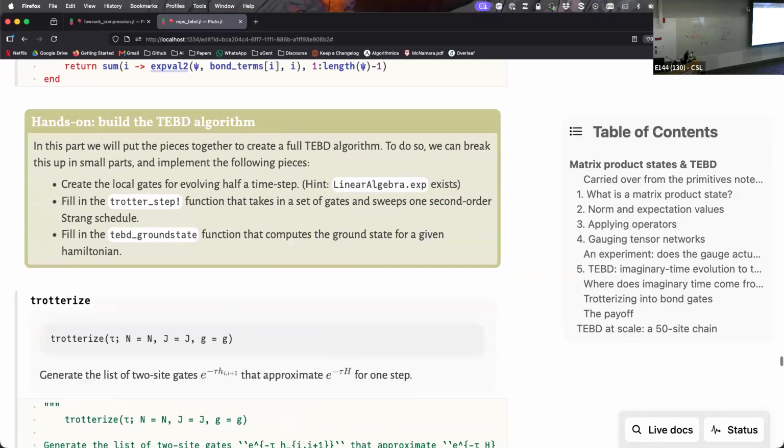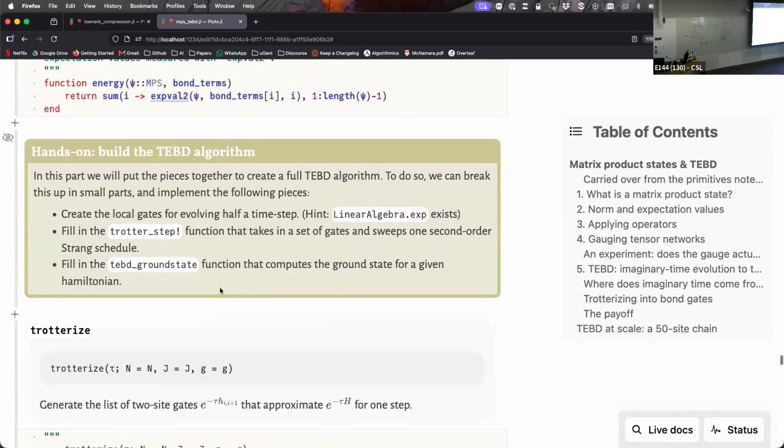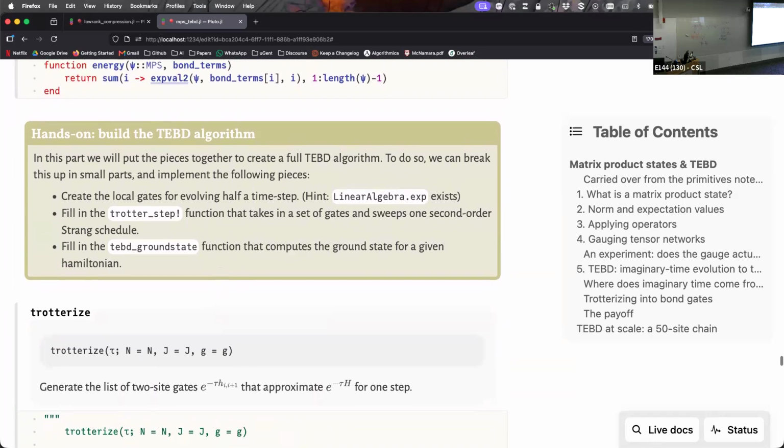And I'll give you, let's say, 5 to 10 minutes to do that, and then I'll continue from there.